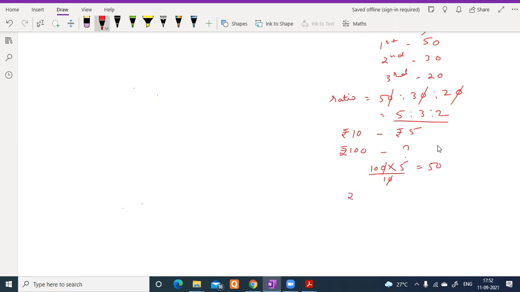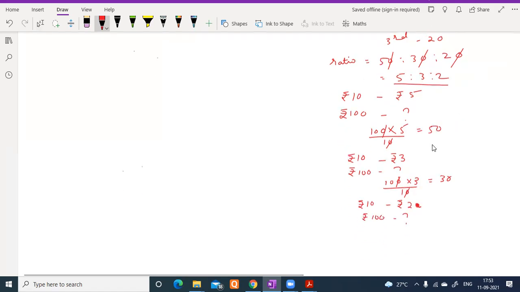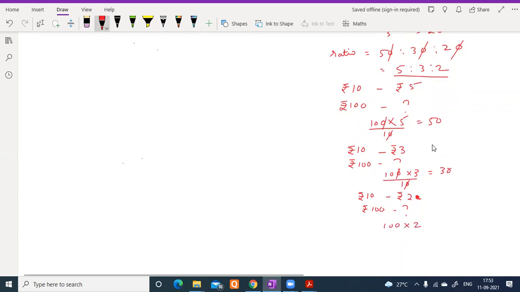Similarly, if for the total amount of rupees 10, your second friend will get rupees 3, then for rupees 100, how much does he get? That is 100 into 3 divided by 10, which is nothing but 30 rupees. Similarly for the third friend, if rupees 10 is there and he or she gets rupees 2, and if rupees 100 is there, how much does he get? That is nothing but 100 into 2 divided by 10, which is 20.